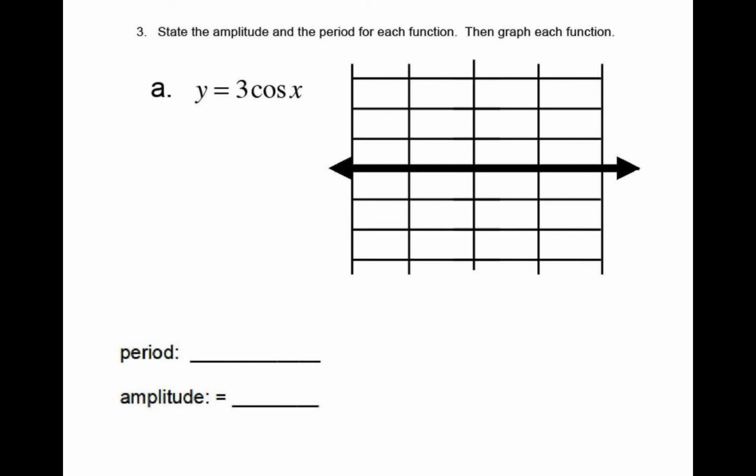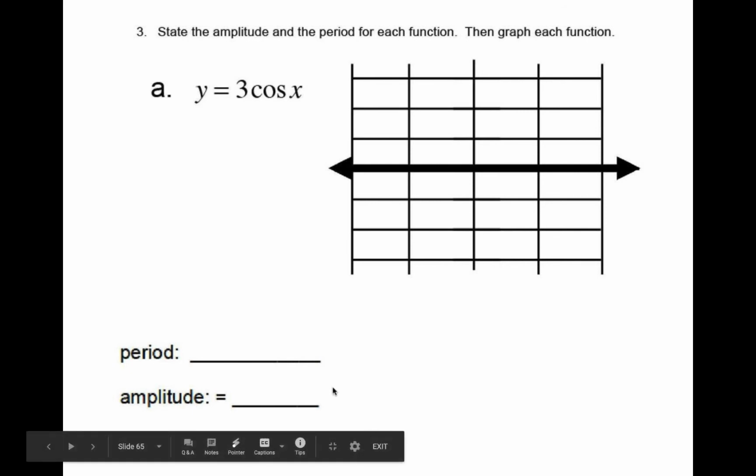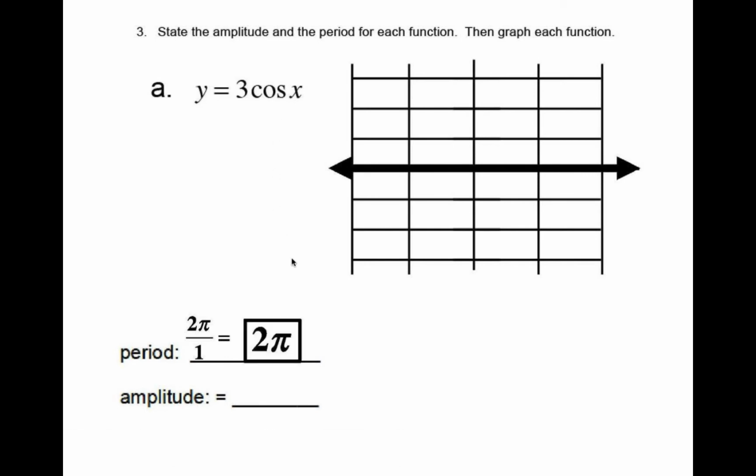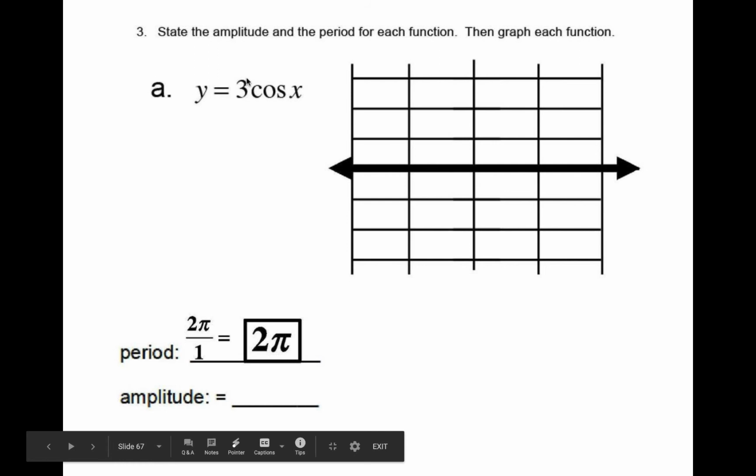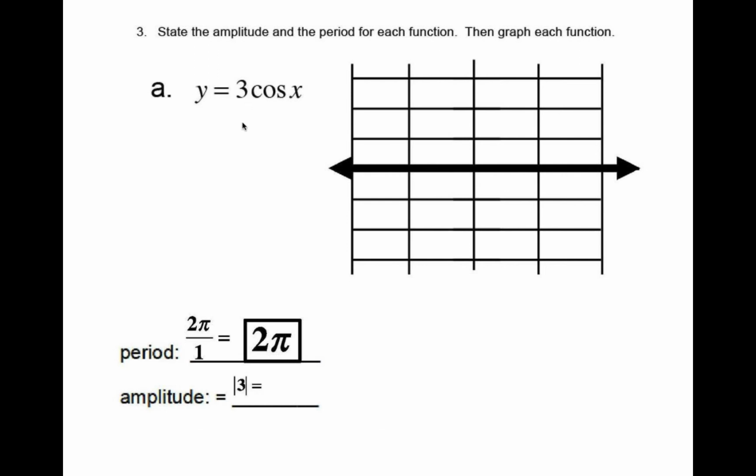So for our first example, for our period, you do 2 pi divided by the number of x's. There's only one x. So I get 2 pi. Your amplitude is the absolute value of the number in front, so absolute value of 3 is 3. There is no phase shift, there's no parentheses, there's no vertical shift, there's no number on the end. So without a phase shift, you're going to start at 0, 0. Then you add your period, so 0 plus 2 pi is 2 pi.